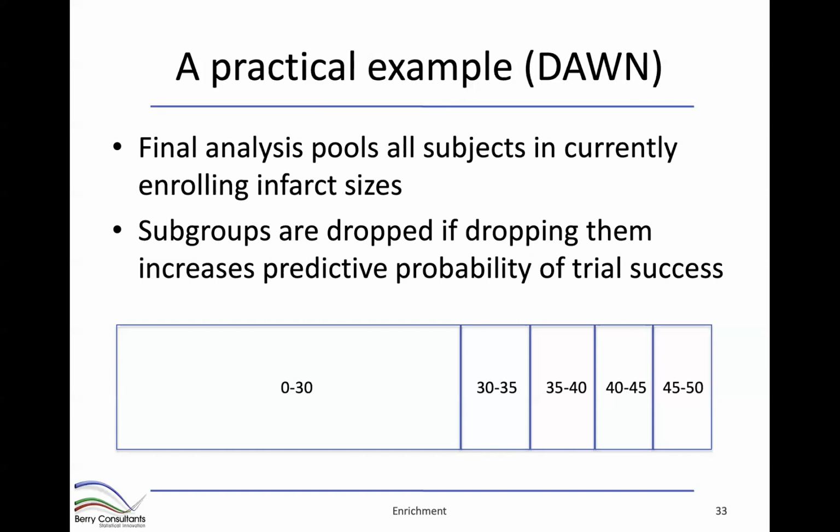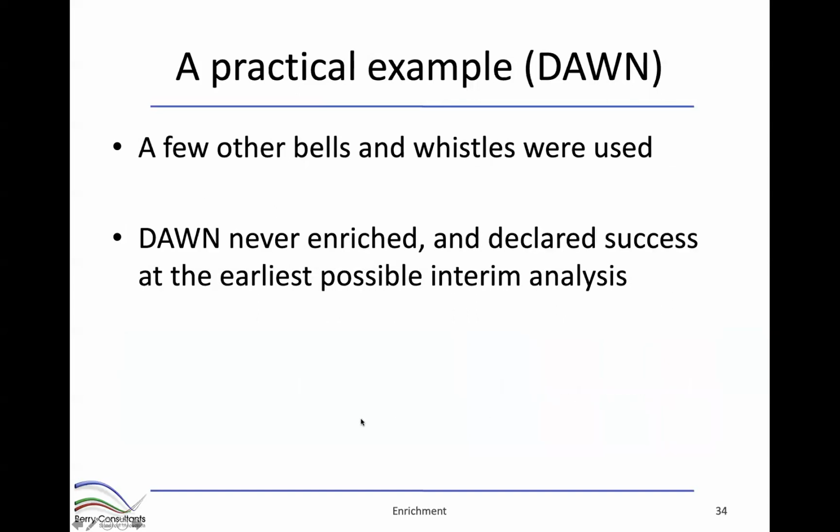And that's related to what we did before, because we're most likely to increase our chance of winning if 45 to 50 are performing poorly. But it's a slightly different criteria for deciding whether or not to enrich. The basic idea is, if 45 to 50 is holding us back, it looks like it's performing poorly, we're going to drop it. And again, we drop from the top. So if we drop 45 to 50, we might also drop 40 to 45, and we could go down over time. There were a few other bells and whistles in DAWN.